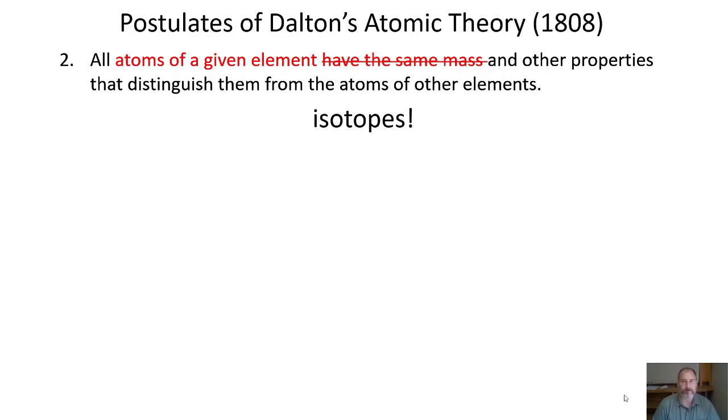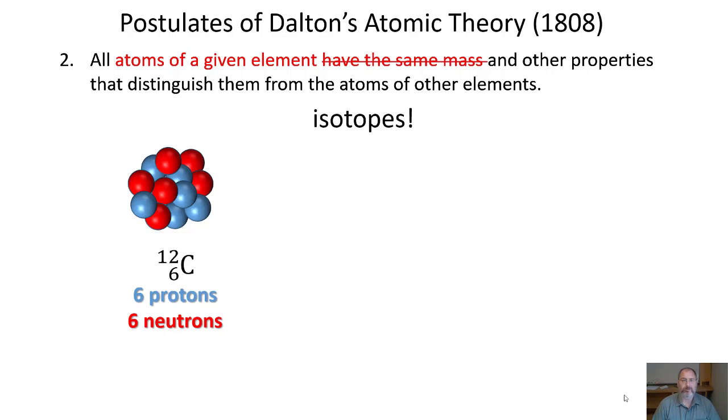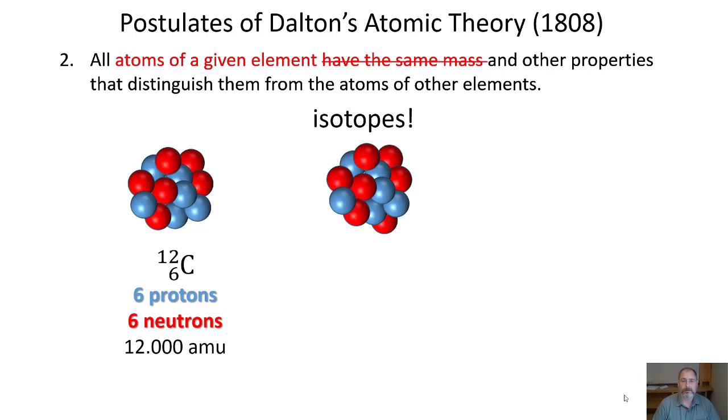Now, isotopes are atoms that have the same number of protons, but a different number of neutrons and therefore different atomic masses. And an example of a series of isotopes would be in carbon. So carbon has 3 isotopes. Carbon-12, which has 6 protons and 6 neutrons, and having an atomic mass of 12 AMUs. We also have carbon-13, which has 6 protons and 7 neutrons.